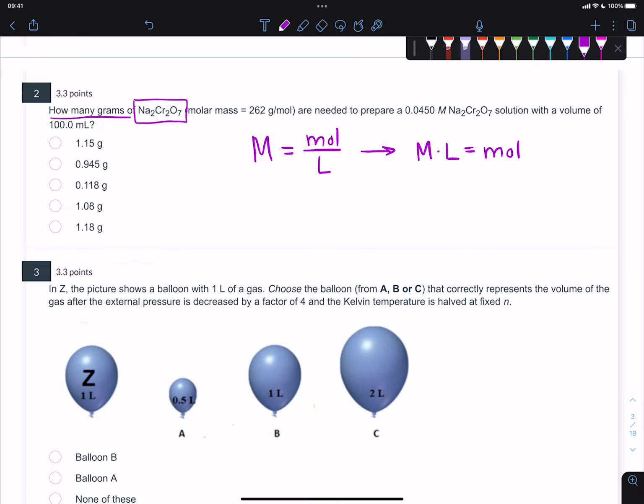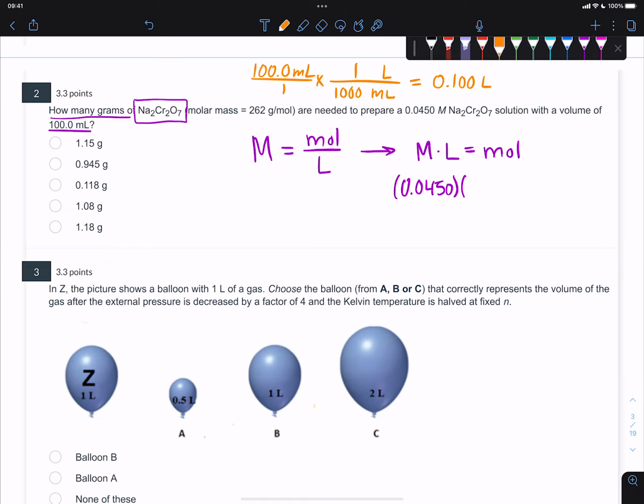Let's plug and chug. The molarity of interest is 0.0450, and the volume in liters is not 100. That is 100 milliliters. So as a little note, remind yourself that 100 milliliters can be converted into liters by remembering that 1 liter is 1,000 milliliters. So you're going to divide by 1,000 basically, and you get 0.100 liters.